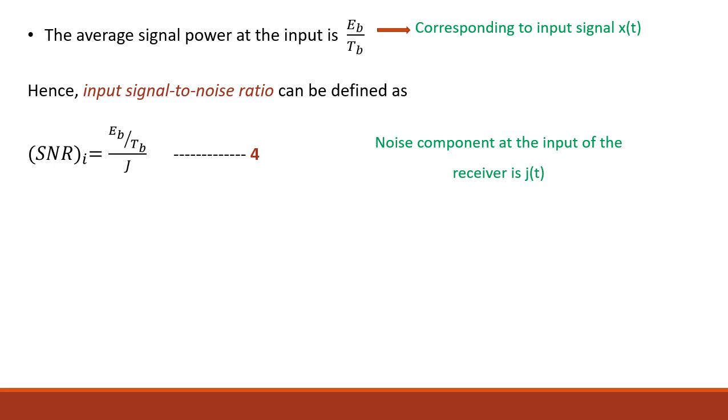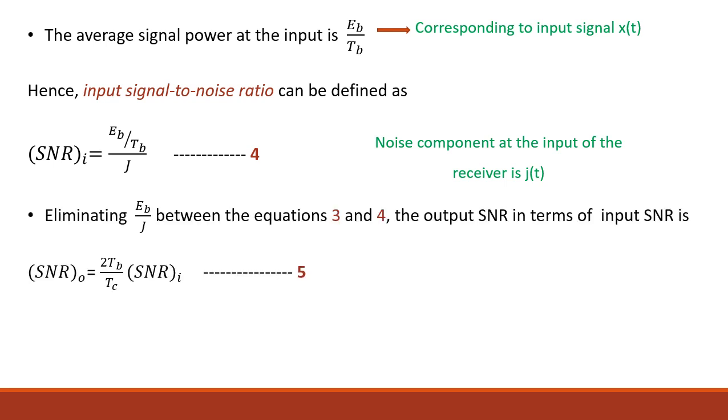Corresponding to x of t, if we calculate the average power, we will get the average signal power at the input as EB by TB. And if we calculate the noise power, since the noise signal here is nothing but the jamming signal j of t, we know that the jamming signal j of t has the average power capital J. So the input SNR, or the input signal to noise ratio, can be defined as SNR at input I will be equal to EB by TB by capital J. So this is denoted as equation number 4.